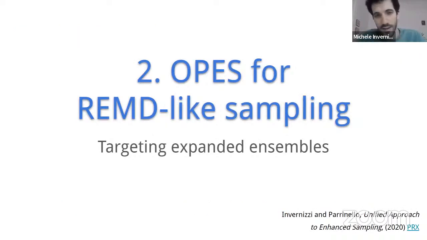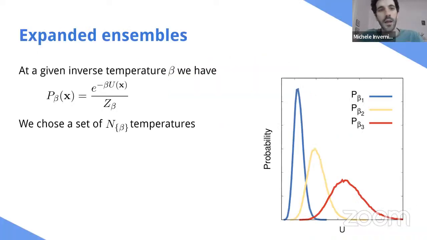This was a rather abstract introduction to allow you to better understand what I'm talking about. It's better to start with some examples. So first, I will tell you about using OPES for this replica exchange-like sampling. So the target distribution will be an expanded ensemble.